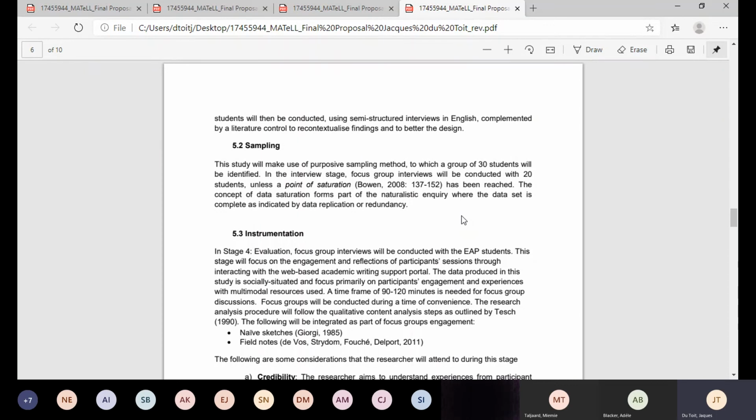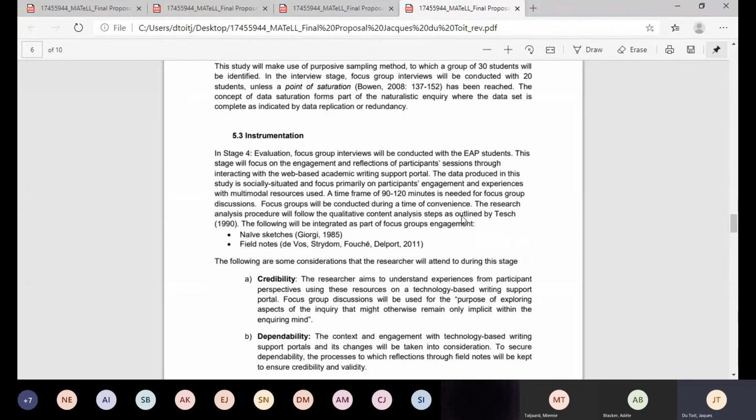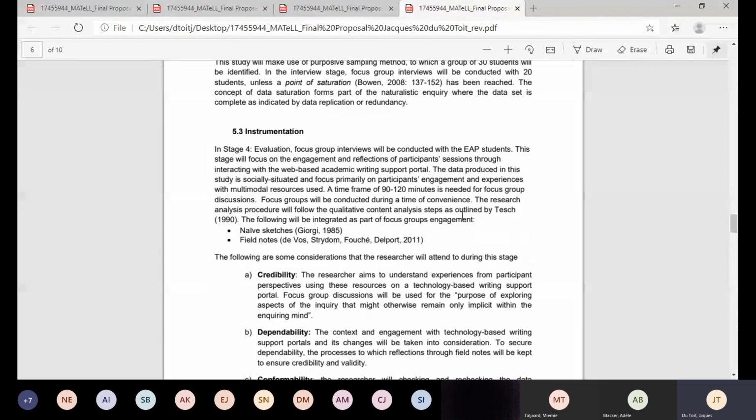Ever so often they would, for example, if you ask them what they think about the session, they would say, I like it. A lot of people would say, I like it or I don't like it. And so that was where the point of saturation came in, and then you can stop your data collection because it will lead to data replication and redundancy.